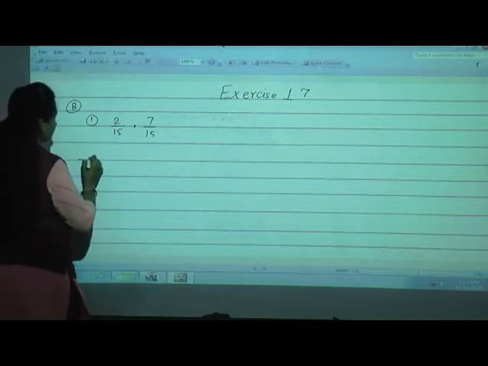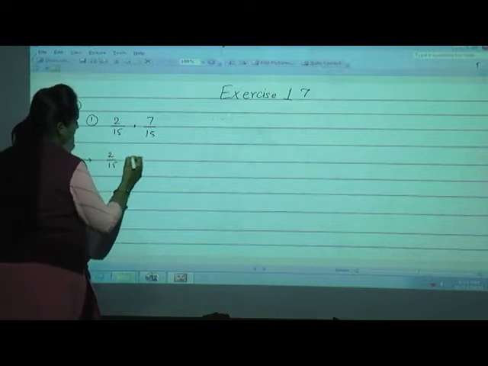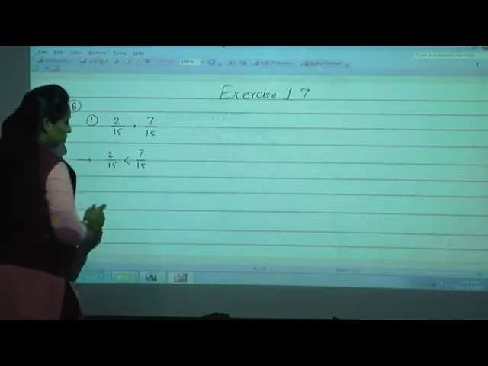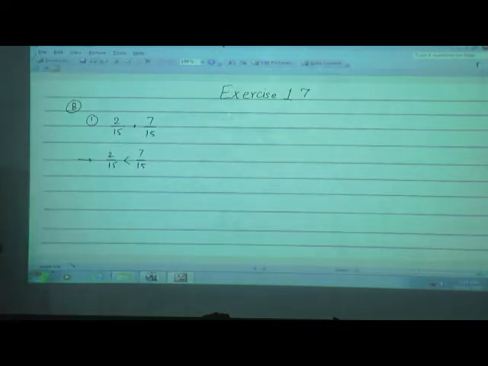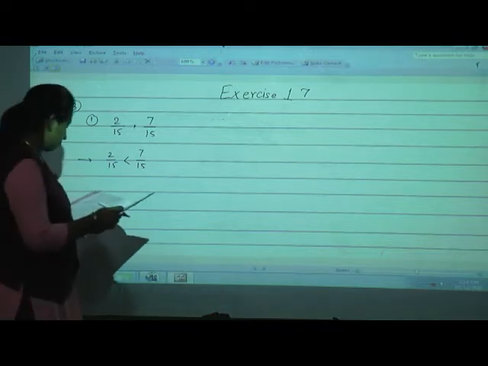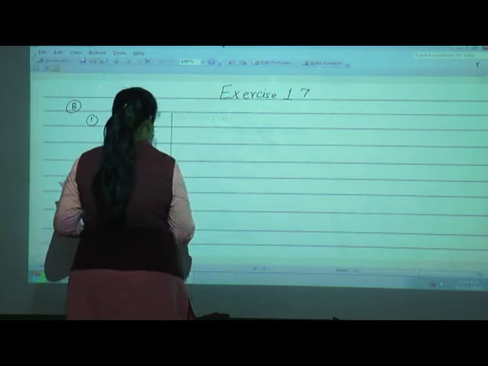So write here once again 2 upon 15, 7 upon 15, and the greater symbol goes to 7 upon 15 and 2 upon 15 is smaller. Okay, clear? Yes, very good. Now we will solve the third one.